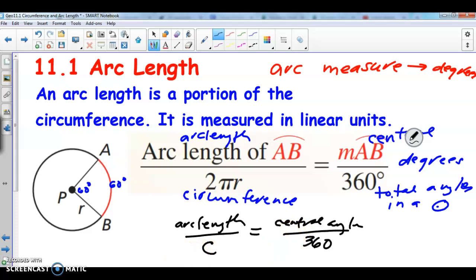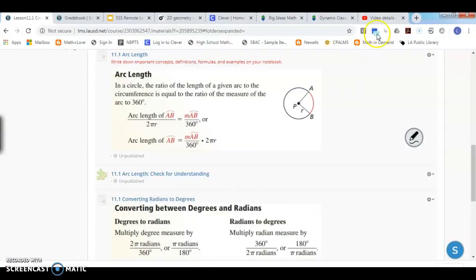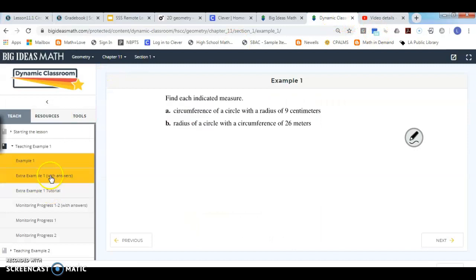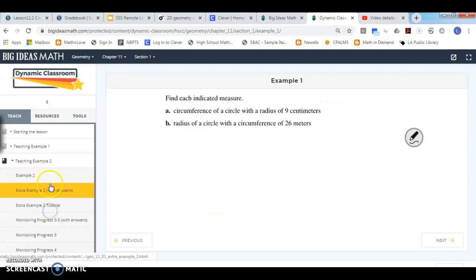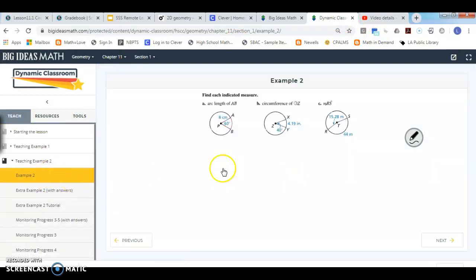I'm going to show you examples next. So let me change my screen. Let's go to example 2 on arc length. Okay, so for the first one, oh, it's too small. Can you see it? Alright, so for letter A, let's write down the formula again. We need the length over circumference is equal to angle over 360.